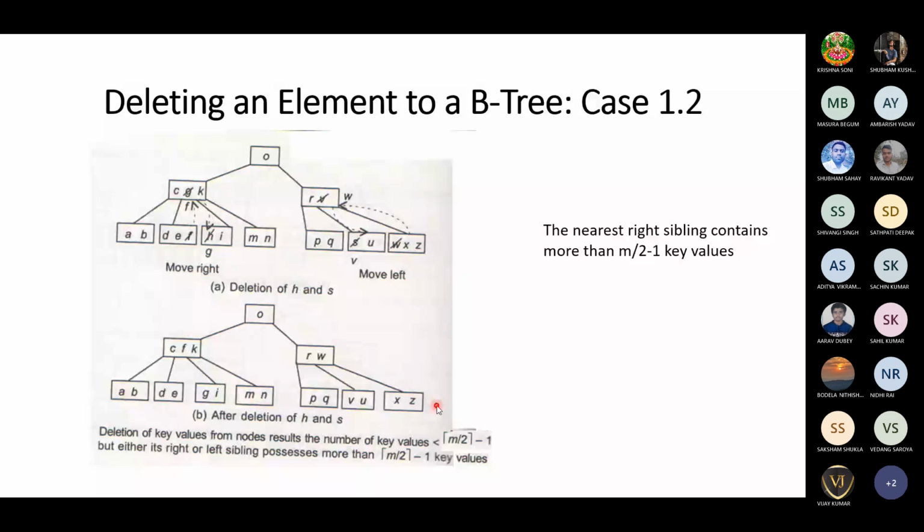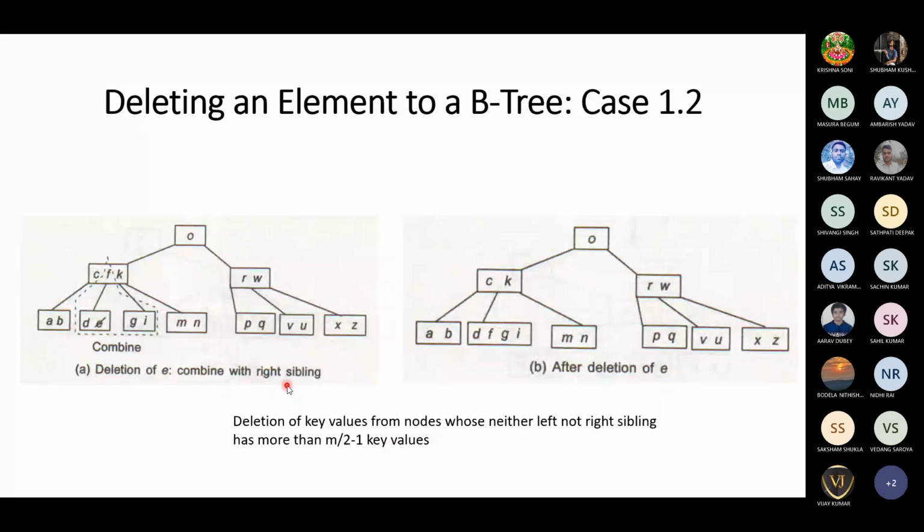Okay. This happens only if the right sibling or the left sibling has more than m by 2 minus 1 key values after deletion of a node. If this is the case, we have to do this way of ordering, bringing the order into this B tree.